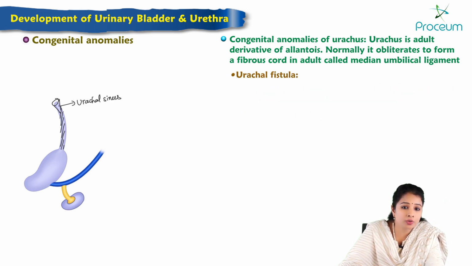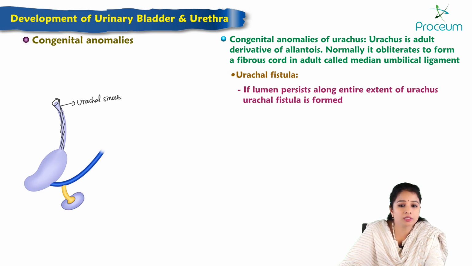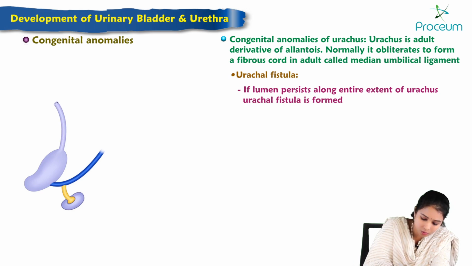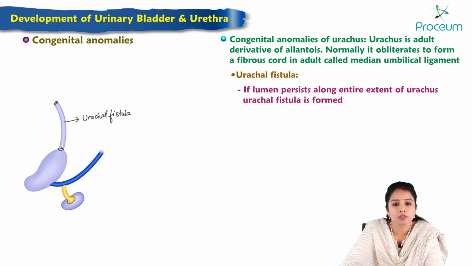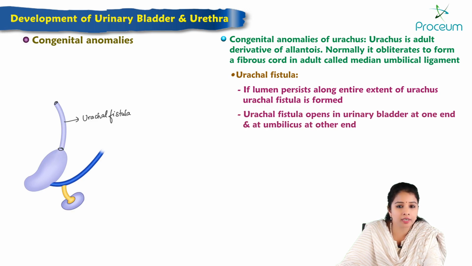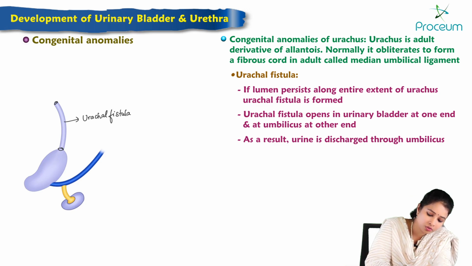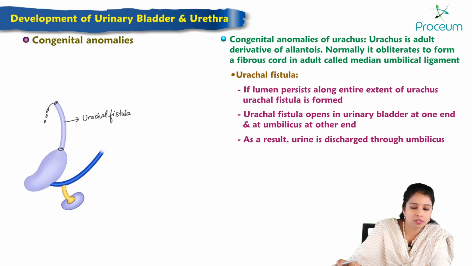The next condition is urachal fistula. If the lumen persists along the entire length of the extent, as shown here in this image, if the lumen is persisting from here to here, it is called a urachal fistula. So it persists in the entire length of the urachus, which results in a fistula. The urachal fistula opens into the urinary bladder at one end and at the umbilicus on the other end. As a result, urine is discharged through the umbilicus. You can see the urine dribbles out through the umbilical opening.